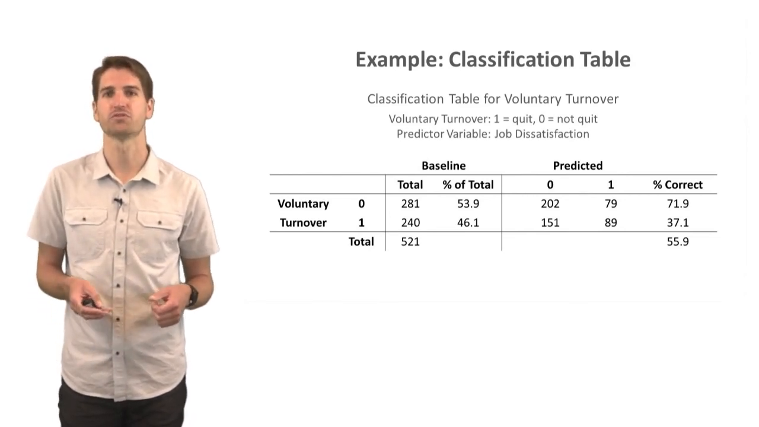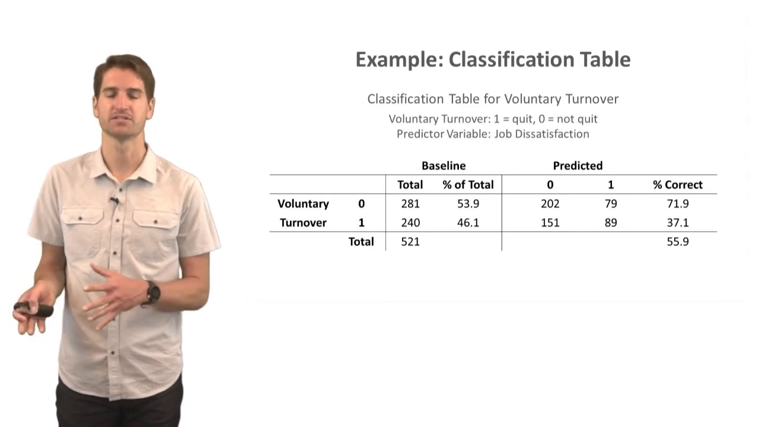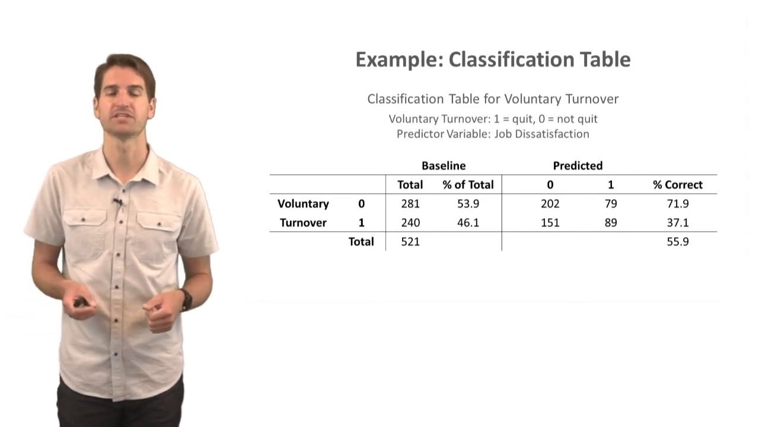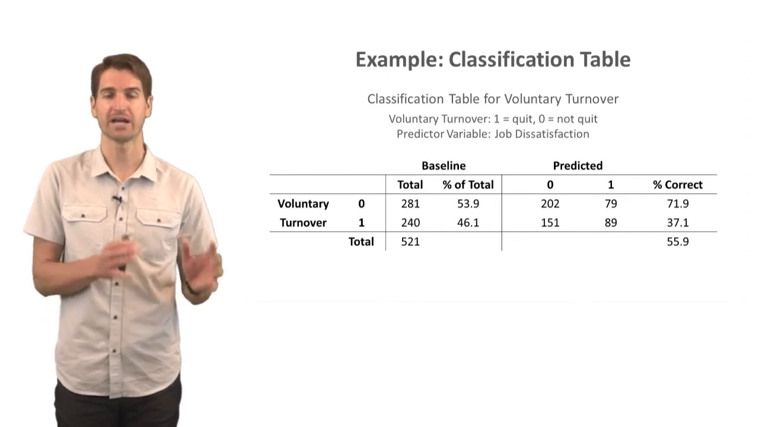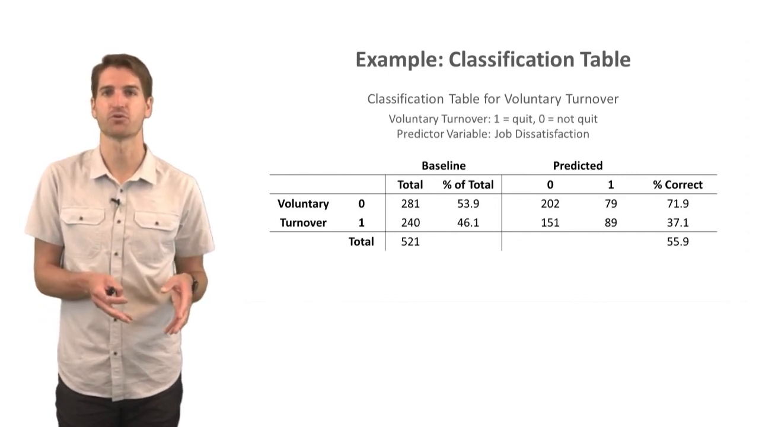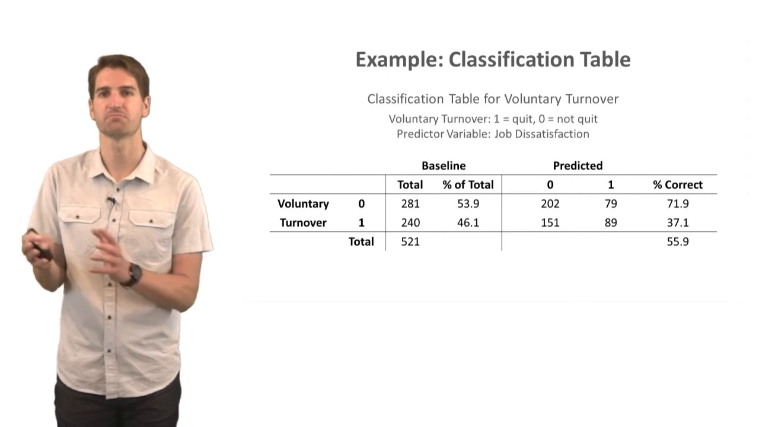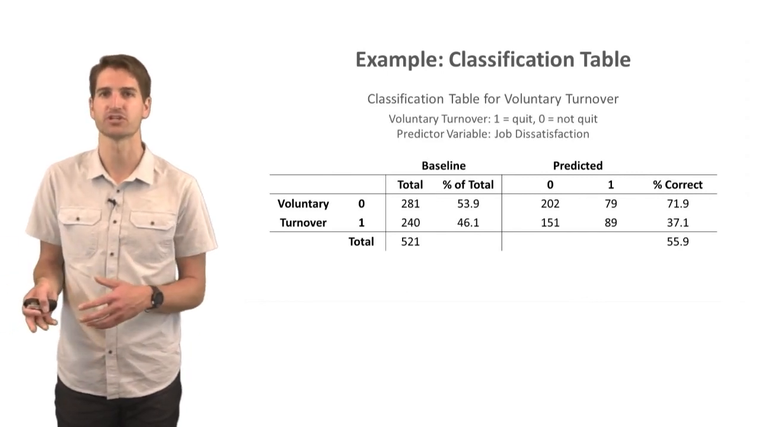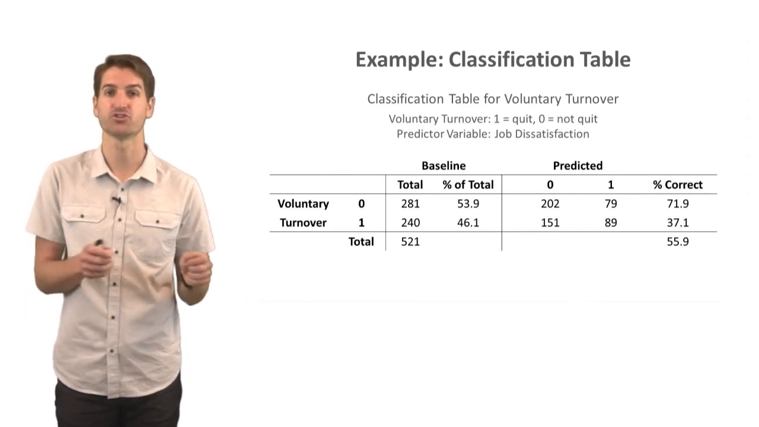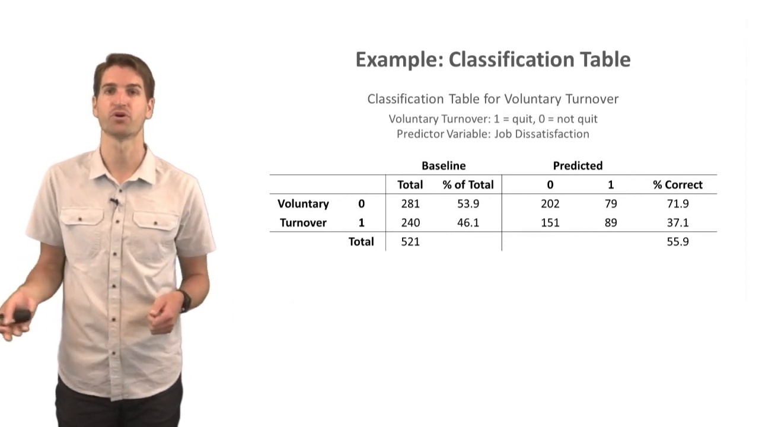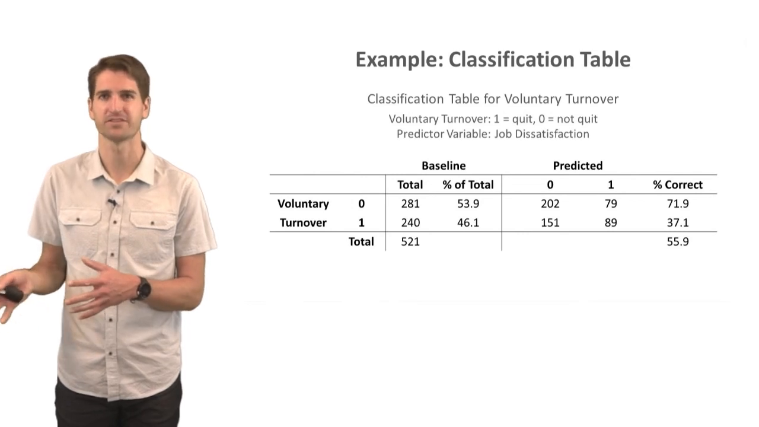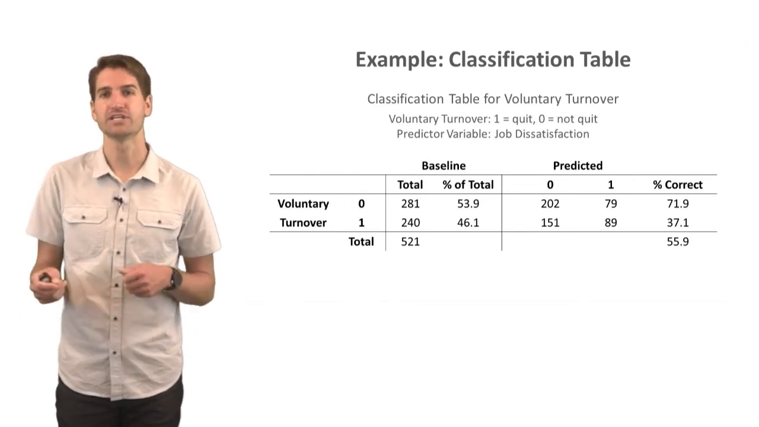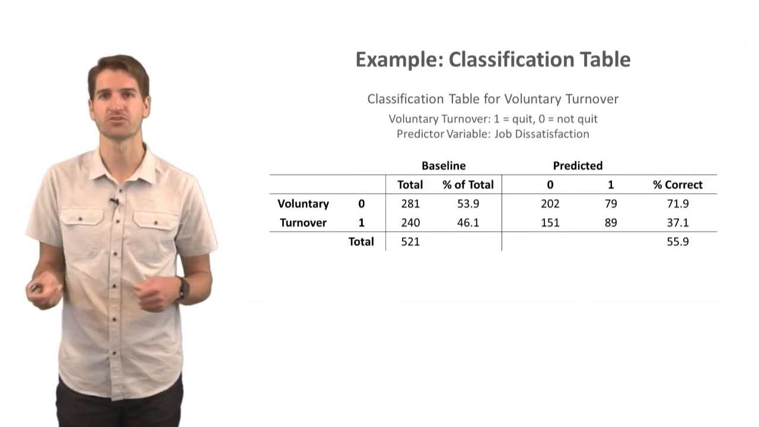Now, if you look to the bottom right of that predicted table, this is the number of people, which is 89, who actually left the organization according to our data set and that we accurately predicted as leaving. So 89 divided by 240 is 37.1%. That's 37.1% accuracy there. Not so great.